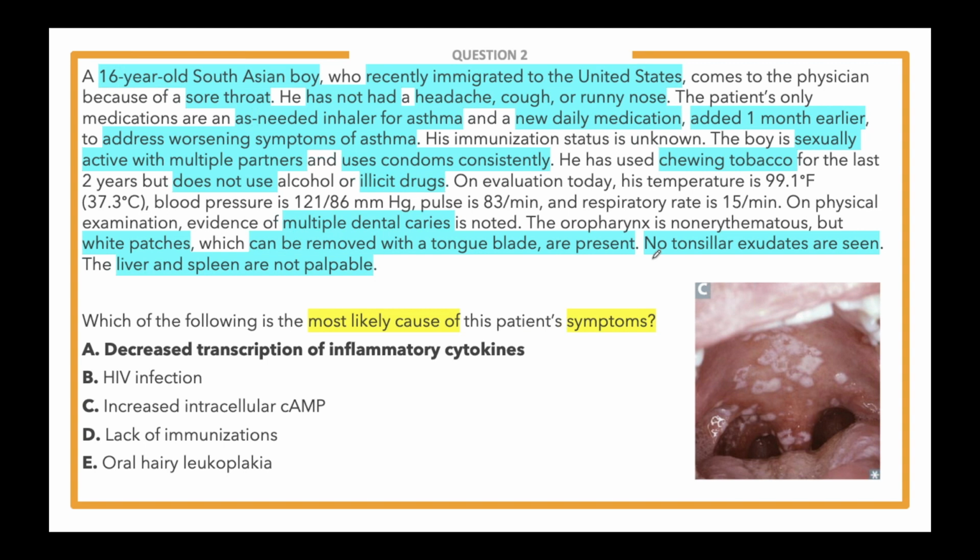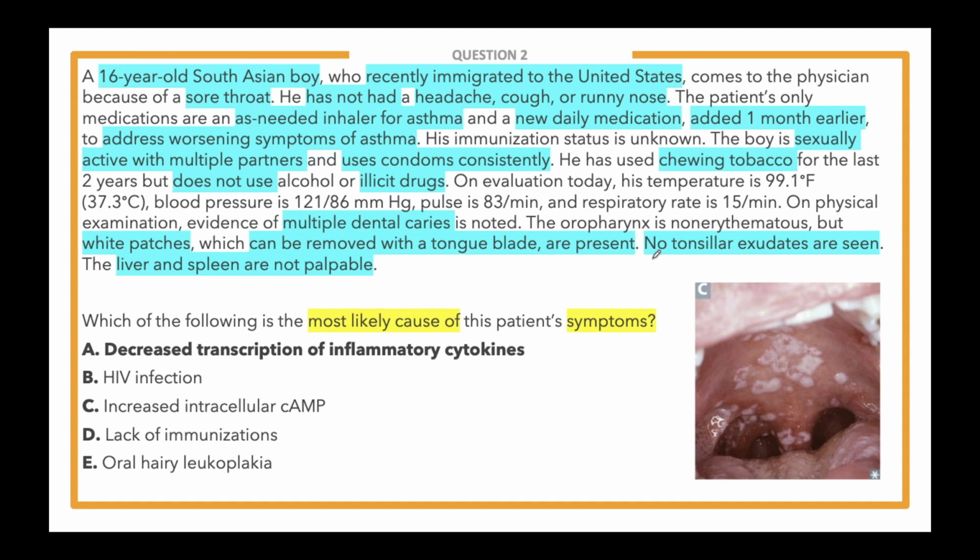With measles, you can get spots in your mouth called Koplik spots, but that's a little bit different than this. This is suggesting specifically scrapable white lesions, which is more suggestive of thrush. Answer choice C, increased intracellular cAMP. That is the mechanism of action of beta agonists such as albuterol, but that does not cause oral candidiasis, so that would be an incorrect answer.